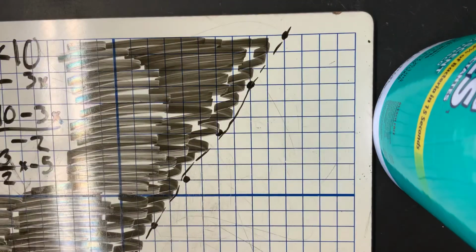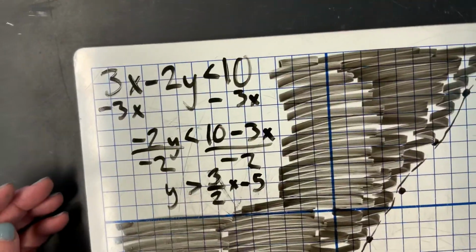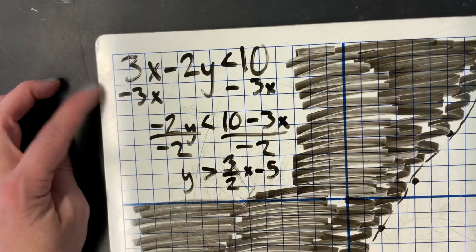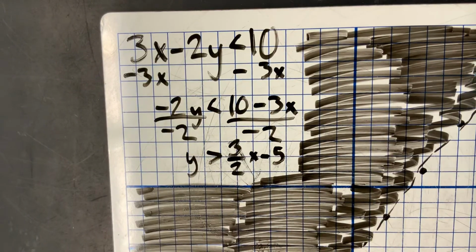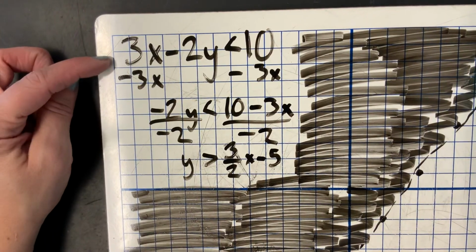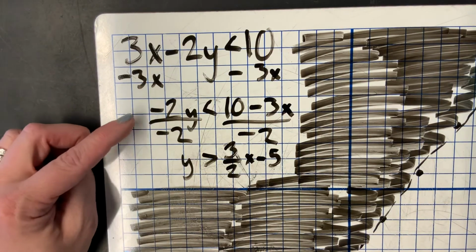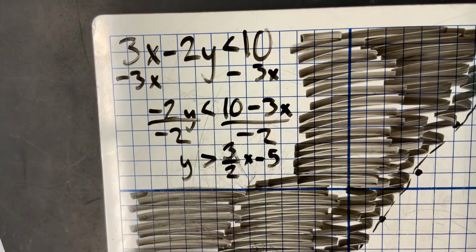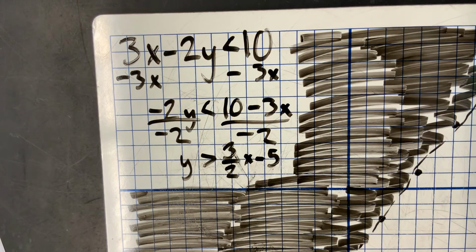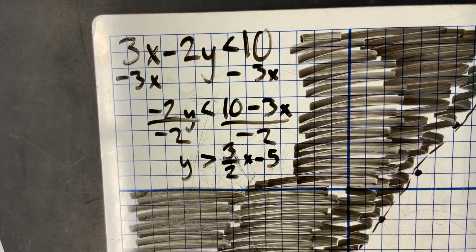Okay, so first, let's look at Zane's work. The first thing we had to do, because you can't graph from standard form, you can find the intercepts, or you can subtract the 3x over to the right side and then divide everything by negative 2. So the 10 and the negative 3x both get divided by negative 2. What do you notice he did with the inequality symbol?